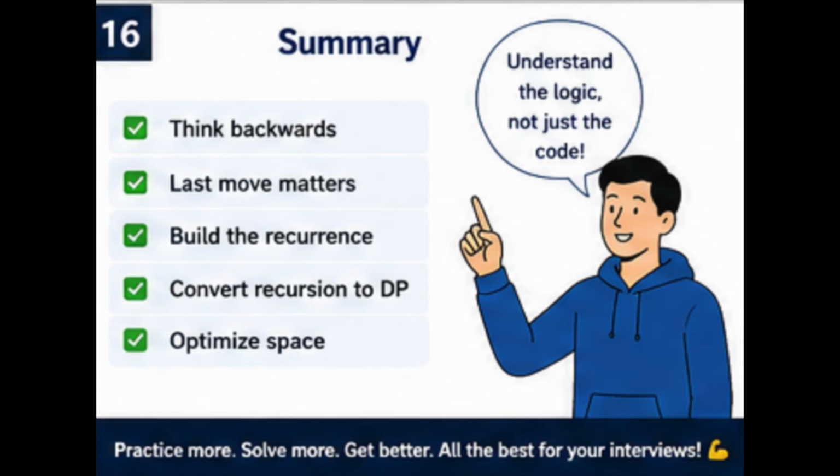Whenever you solve a dynamic programming problem, don't start by writing code. Start by asking, how could I have reached this state? Once you answer that question, the recurrence relation almost writes itself. That's the real skill interviewers are looking for.